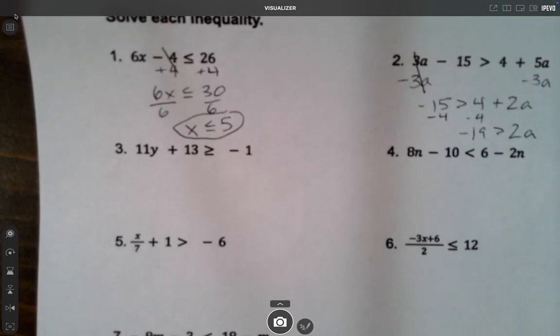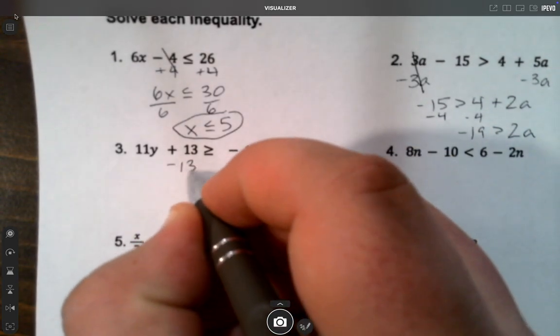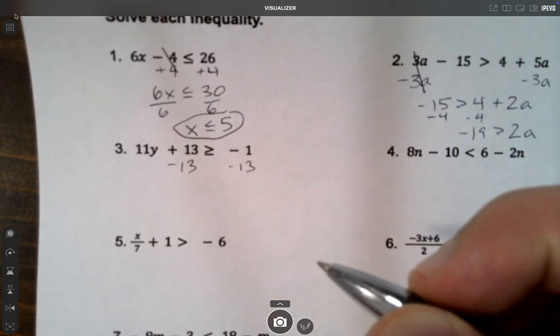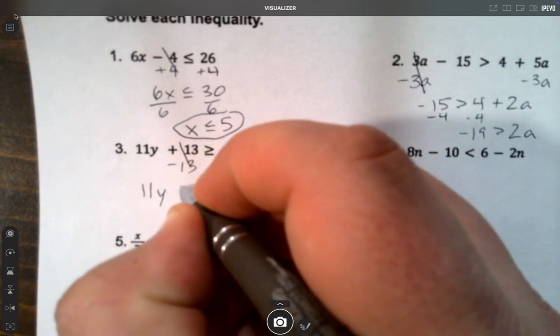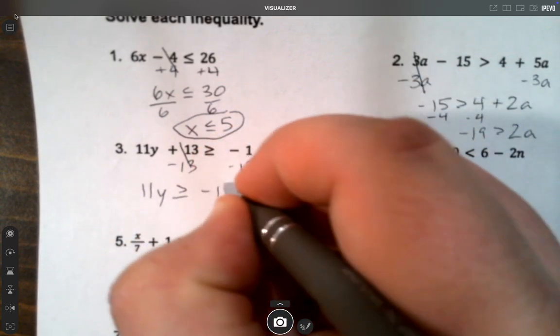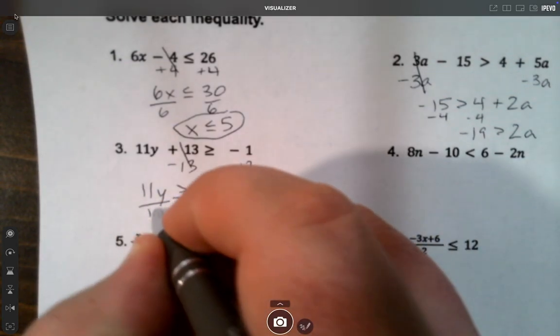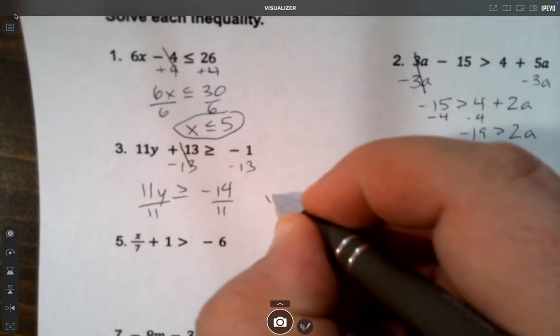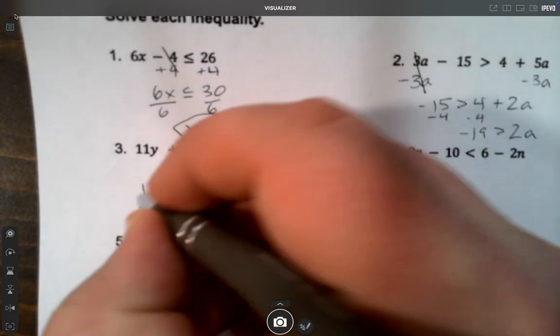Okay, number 3. Basically the similar structure to what we did in number 1. We'll subtract 13 from both sides. We get 11y is greater than or equal to negative 14. Then we'll divide both sides by 11. And we get y is greater than or equal to negative 14 over 11.